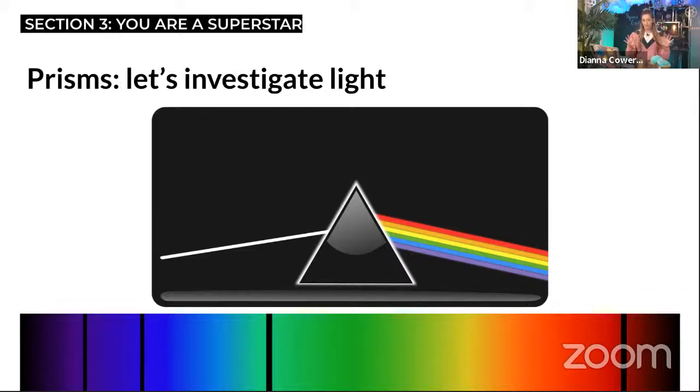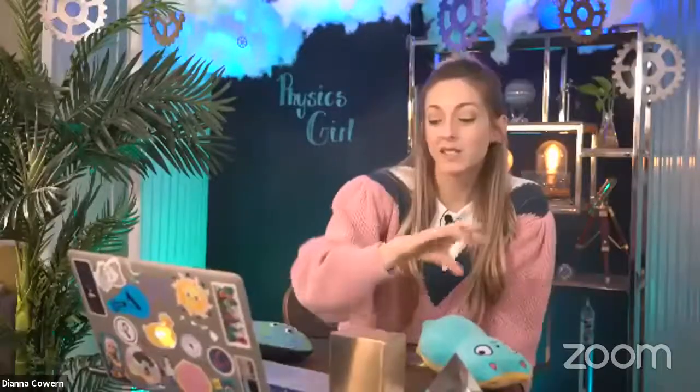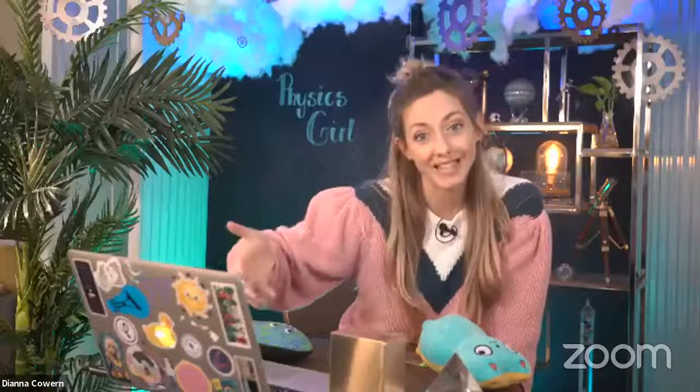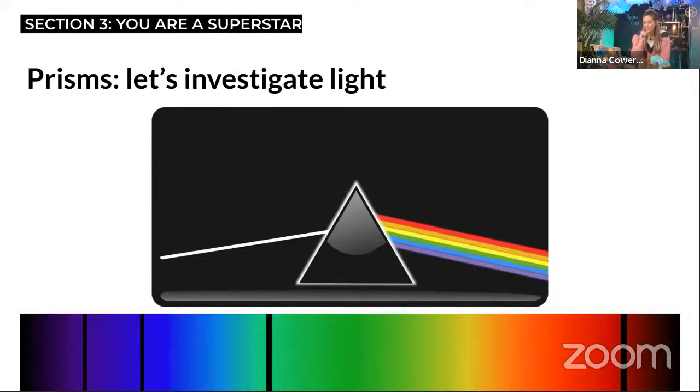But something really strange happened the first time that scientists looked at stars. When they spread out the light from stars into rainbows, there were actually colors missing. So if we could go back to that picture that was up with the prism and then the spectrum on the bottom there. Yeah, you see maybe some little black lines. Those are colors missing.